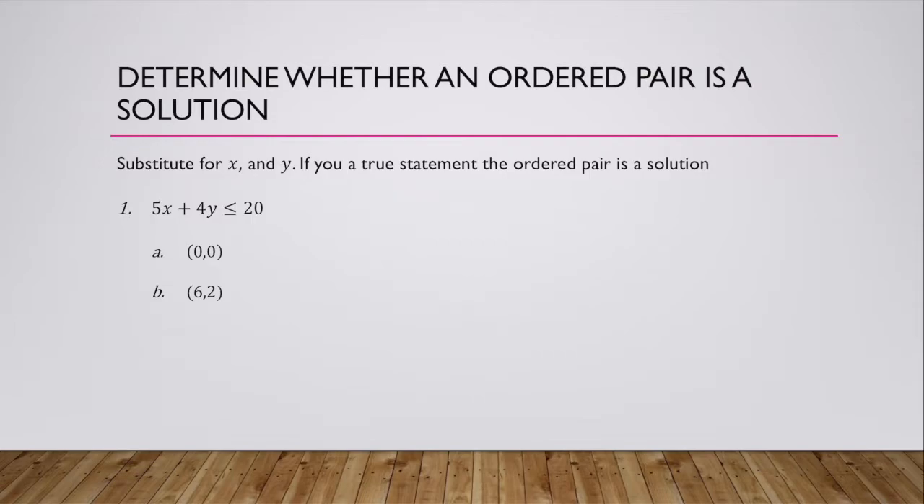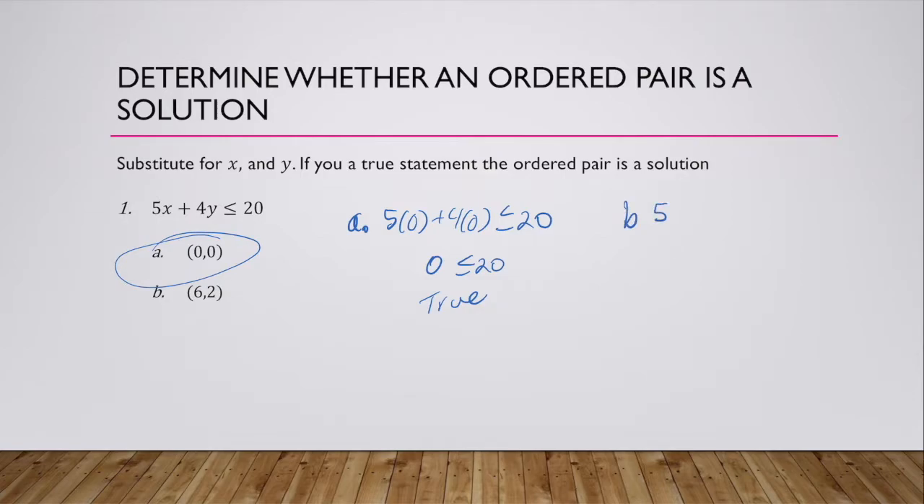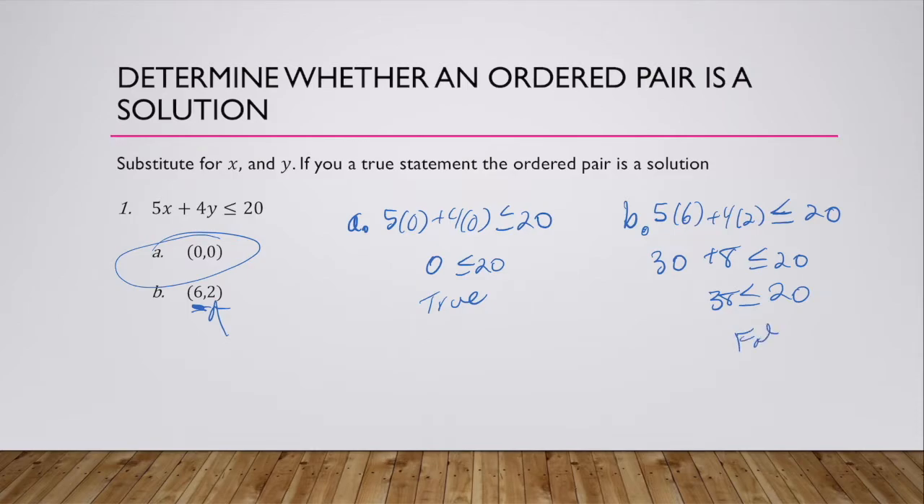Let's check A. Is A a solution by substitution? I've got 5 times 0 plus 4 times 0 is less than or equal to 20. That means 0 is less than or equal to 20. This is true, so A is an ordered pair in our solution. Let's take a look at B. I've got 5 times my x value, which is 6, plus 4 times my y value, which is 2, is less than or equal to 20. That gives me 30 plus 8 is less than or equal to 20. Is 38 less than or equal to 20? No, this is false. So this is not part of our solution.